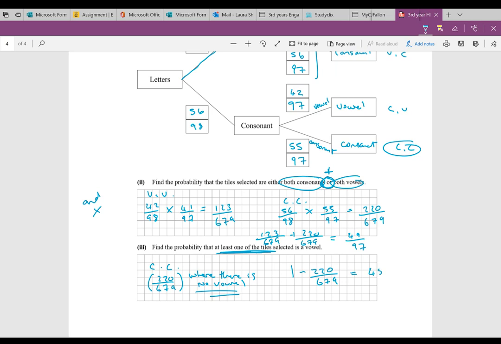459 over 679. If you're looking for at least one, usually find the outcome where that one is not possible, where you'd have none, and then you can subtract it.